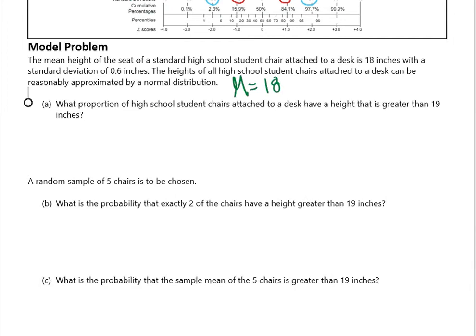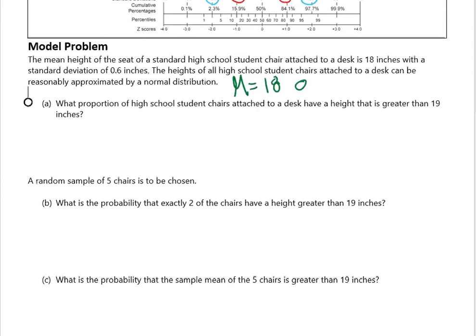And with a standard deviation, so I have a standard deviation here of 0.6 inches. The height of all high school student chairs attached to the desk can be reasonably approximated as normal. So we want to know what proportion of high school students' chairs attached to a desk have a height that is greater than 19 inches.